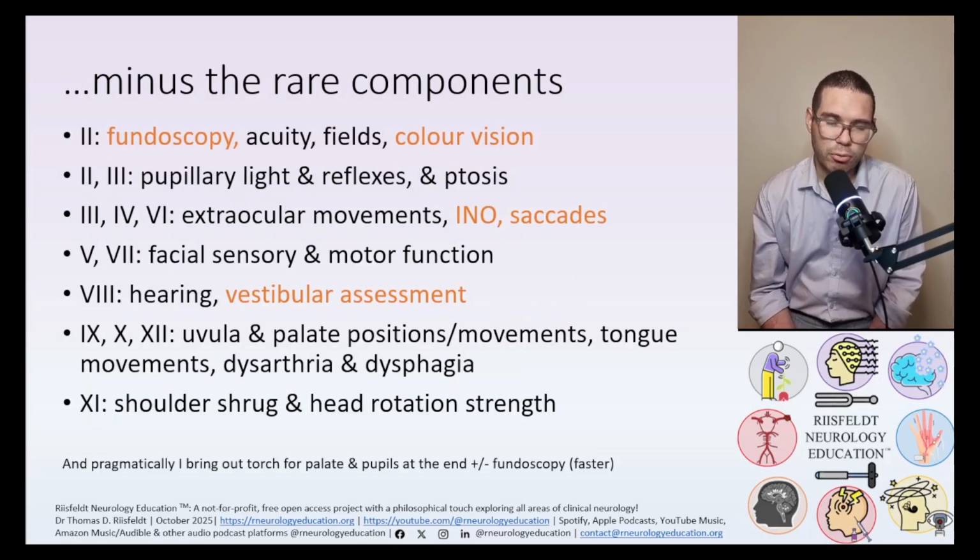And then if we minus out the rare components, this is how you get your more efficient way of examining. And I'll come back to this at the end just to demonstrate that it can actually be done quickly and in an efficient manner.